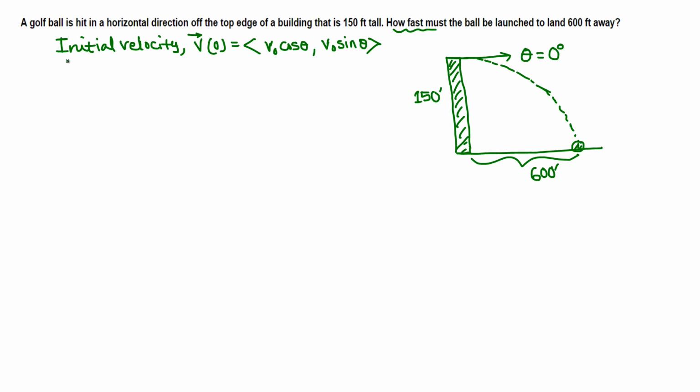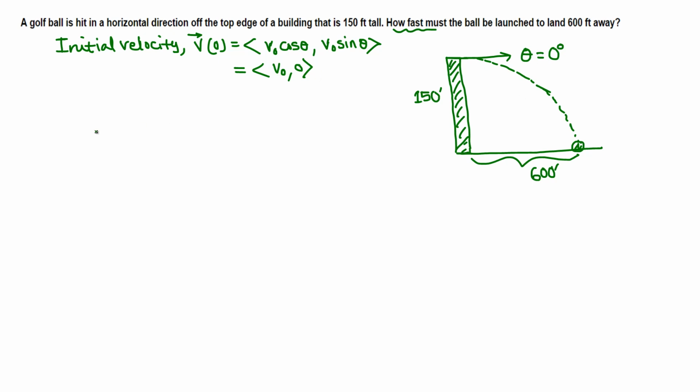Initial velocity is always given by this vector, v naught cosine theta, v naught sine theta, which in this case, cosine 0 degrees is 1, so just v naught, comma, sine 0 is 0. Eventually we need to find how fast, which means the magnitude of this vector. Since the second component is 0, the magnitude will be just v naught.